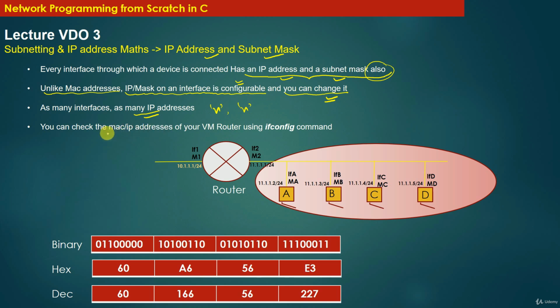And again, you can check the MAC address and IP address configured on various interfaces of your machine using the ifconfig command. So you can see in this example, every interface of a device, whether the device is a router or a host machine, is configured with the MAC address and the IP address. And of course, the interfaces have names.